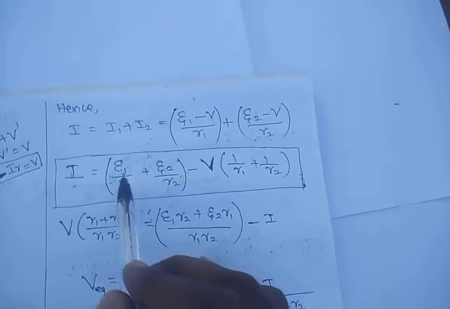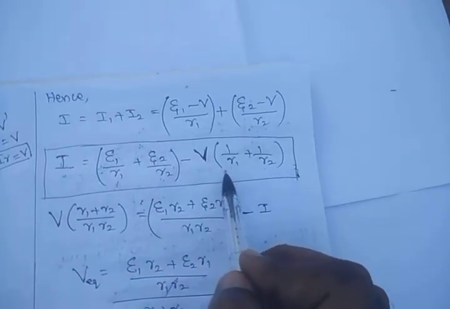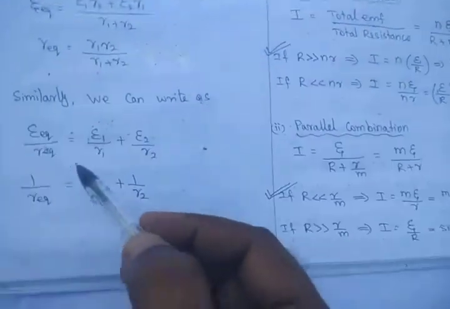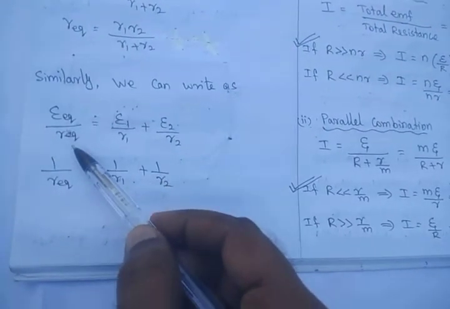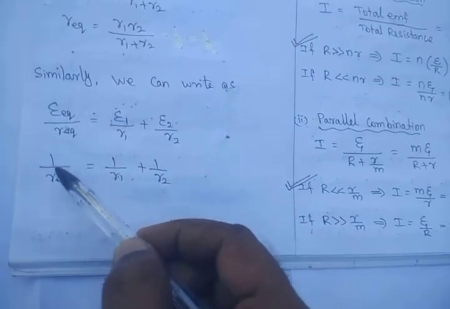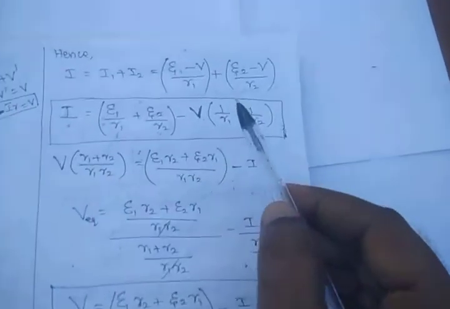The current we calculated is I equal to E1 by R1 plus E2 by R2 minus V times 1 by R1 plus 1 by R2. We can write this simply as E equivalent by R equivalent, which is equal to E1 by R1 plus E2 by R2. Then 1 by R equivalent is equal to 1 by R1 plus 1 by R2. That's all. The derivation is over.